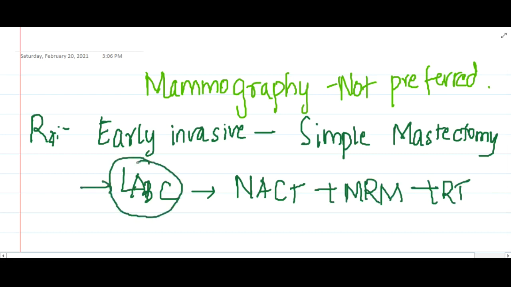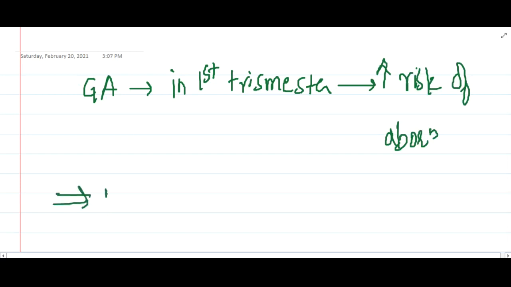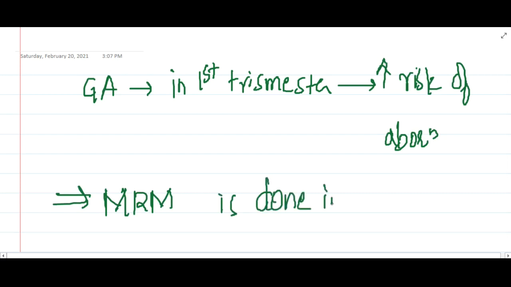But now the question is, when do you give neoadjuvant chemotherapy, modified radical mastectomy or radiotherapy? If anyone gives general anesthesia in the first trimester to a pregnant woman, this general anesthesia will relax the uterus and increase the risk of abortions, and as a result we avoid general anesthesia in the first trimester. So the modified radical mastectomy cannot be done in the first trimester, so it is done in the second trimester.